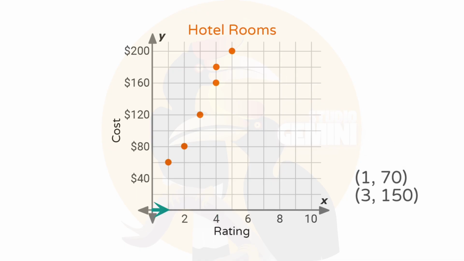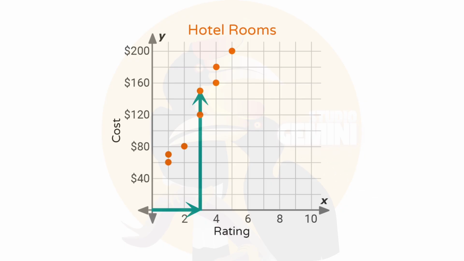1 in the x, 70 in the y, and there's no 70 on the y-axis. But don't worry, 70 is halfway between 60 and 80, so our point goes here. And finally, 3 in the x direction, 150 in the y direction, which is between 140 and 160. Our last point goes here.